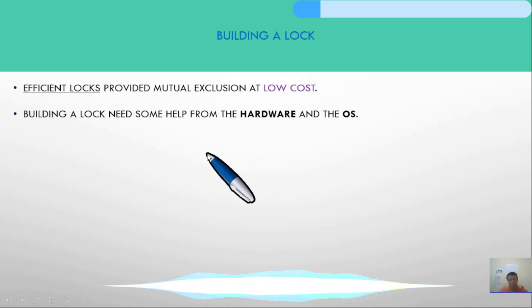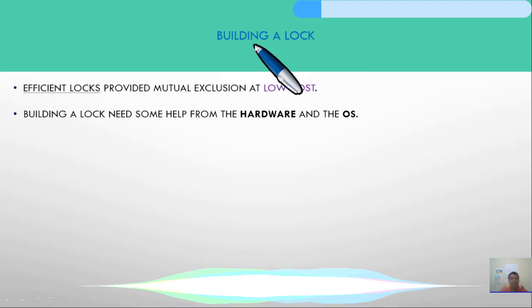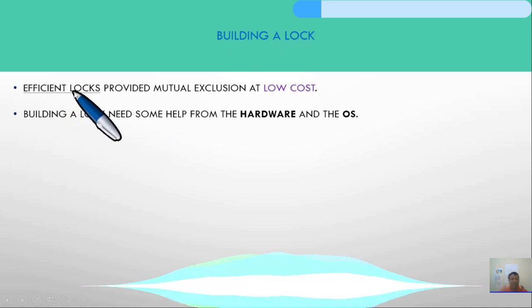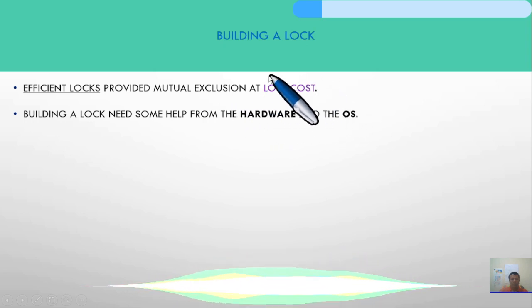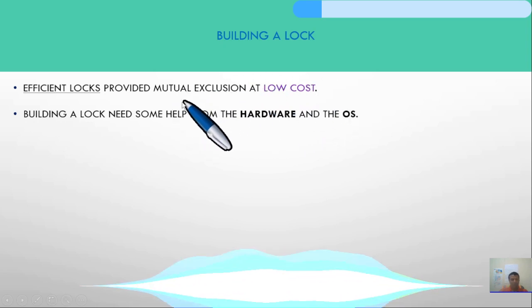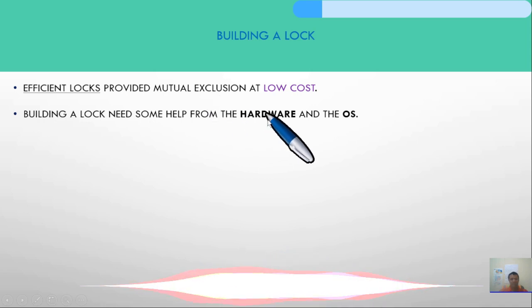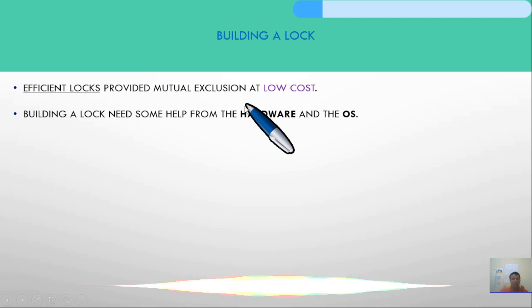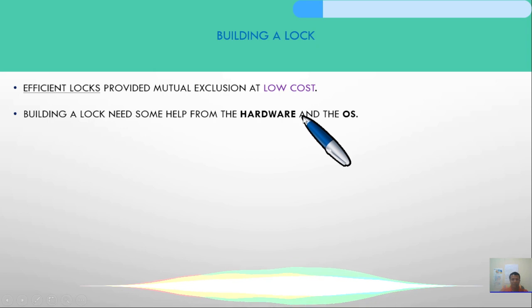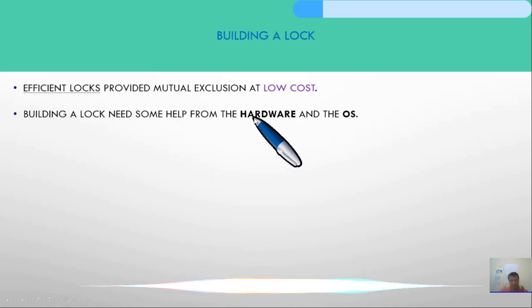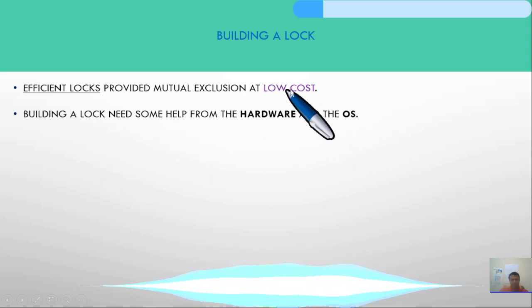If we know the problem of critical section and concurrency, how are we going to avoid it and how can we build a lock? Efficient locks provide mutual exclusion at a low cost. Mutual exclusion means that while one thread is running, the other will not enter the critical section. This is a shared memory problem. Building a lock needs some help from the hardware and the operating system. These are the two ideas you have to concentrate on.